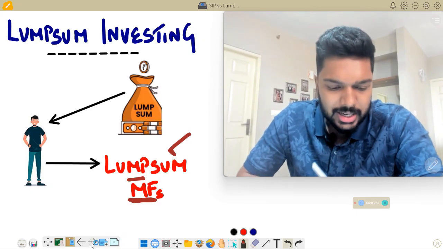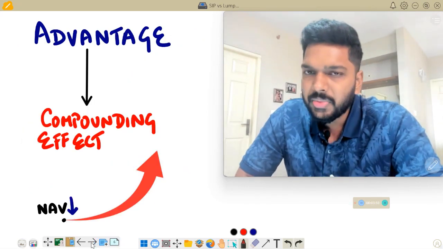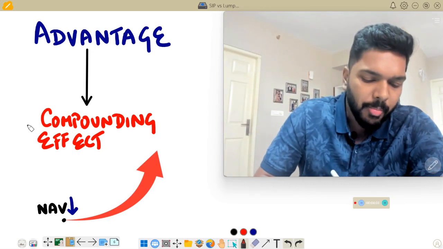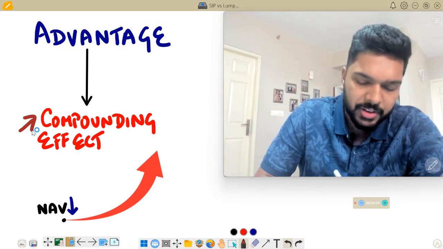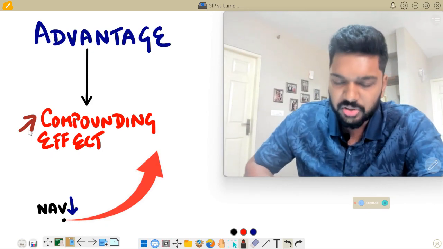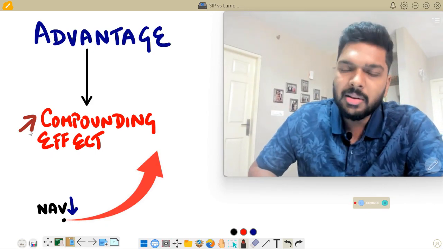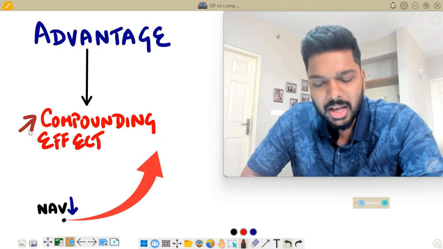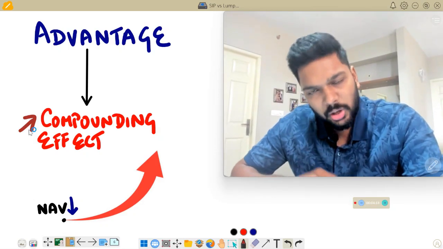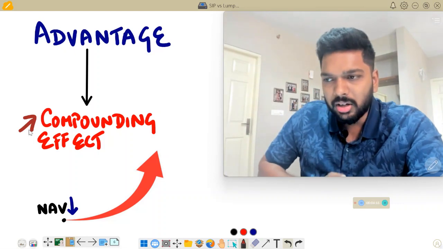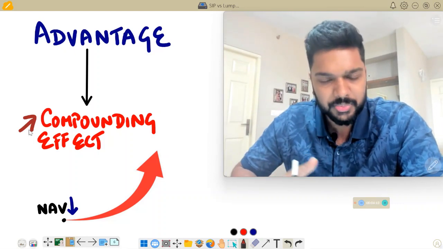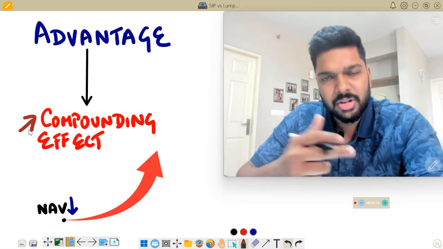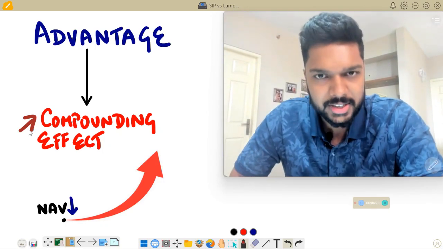So what exactly is the advantage of this type of investment? Well, you get the magic of compounding or compounding effect, because in a market which is rising, if you put a lump sum amount, let's say 1 lakh or 2 lakh or 6 lakh when the market is not doing well, and tomorrow if the market is doing quite well, then your returns will be compounded over a period of time. It will be returns on returns, returns on returns, and that is the compounding effect.